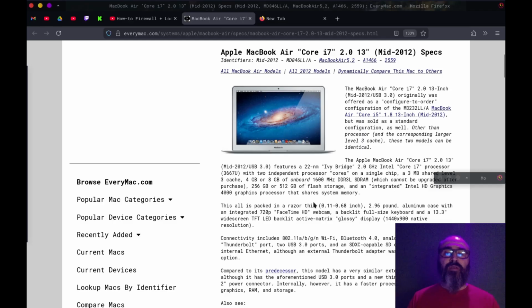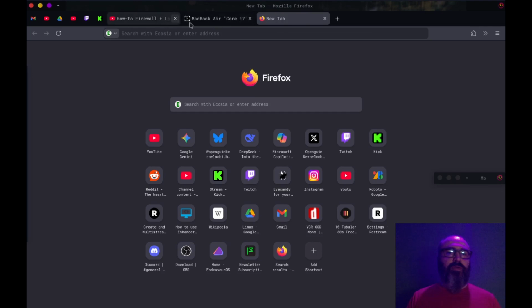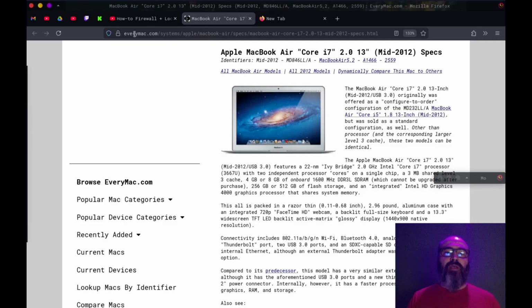The only difference is that I didn't get the 512 gigabytes of internal flash storage. I got the 256 gigabytes version. Perhaps I should have gone with the larger storage, but silly me, I guess, back then. Anyway, whatever. I don't want to waste your time any longer here. Basically, this website, everymac.com, has all of Apple's systems throughout the history ever made, and you can find all the specifications there.